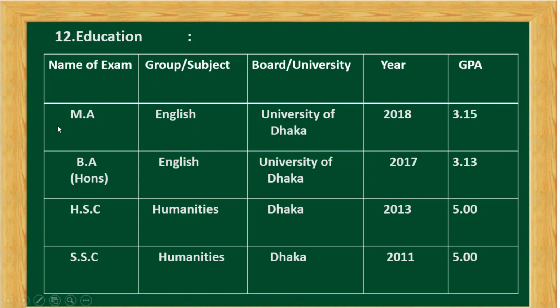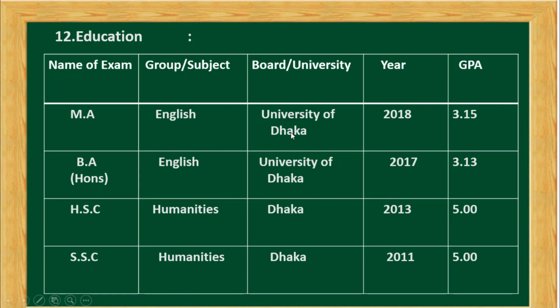In the next section, you have to write about your subject name. For MA, you can write the subject name English, and for BA Honors, you can write the subject name English. And for SSC and HSC, you can write your group name, that is Humanities. Dear students, in the third section, you can see the courses you have done, from which university. You just try to mention this.